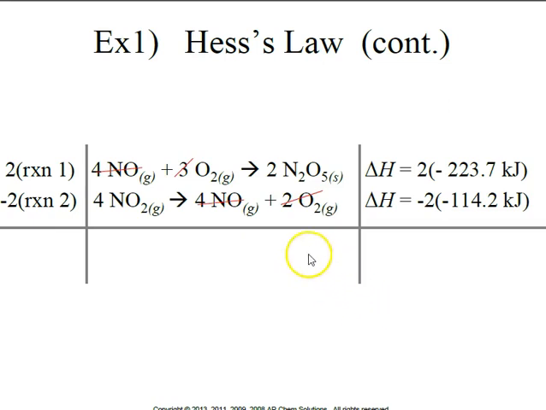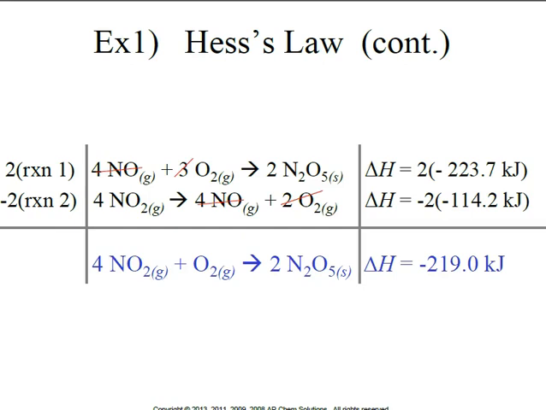Now we're going to put them together. You can see that you have 4 NOs on the product and the reactant side. So the NOs completely cancel. For the oxygen, you have 3 on the reactant side and 2 on the product side. So 2 of them cancel, leaving us with only 1 oxygen. So when we put that together now, that is exactly like our goal reaction.